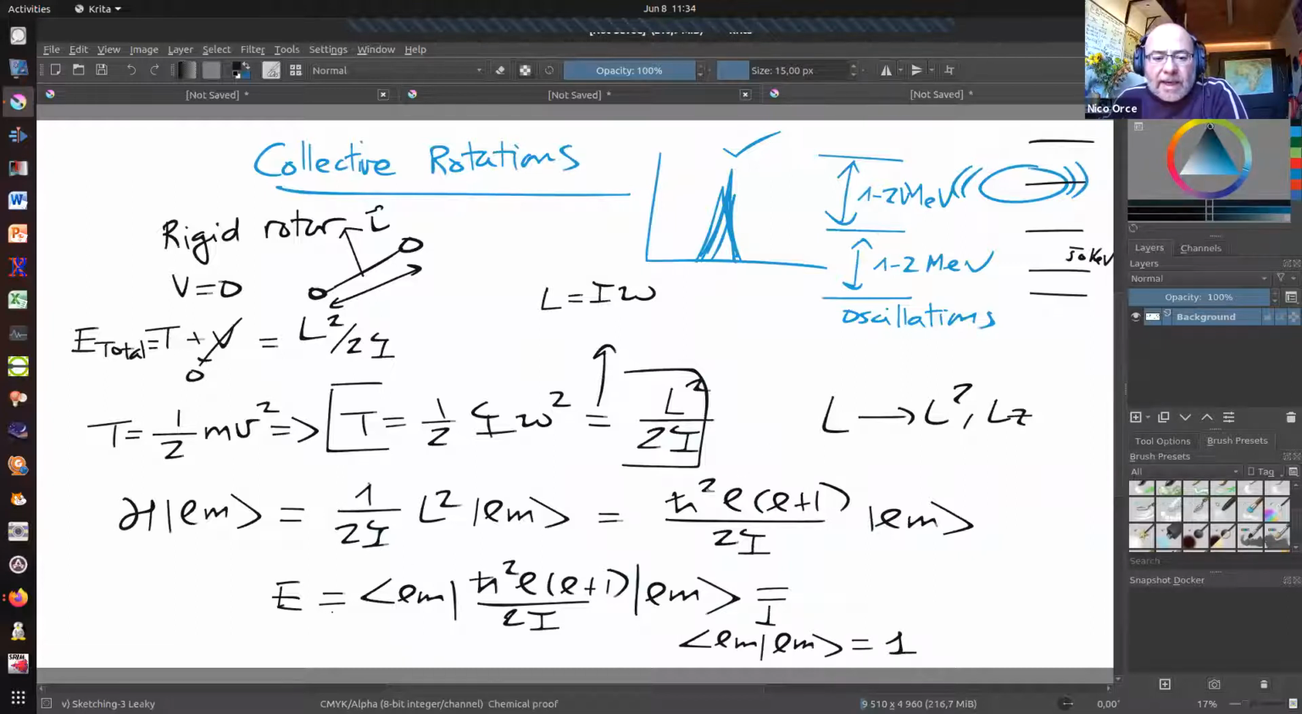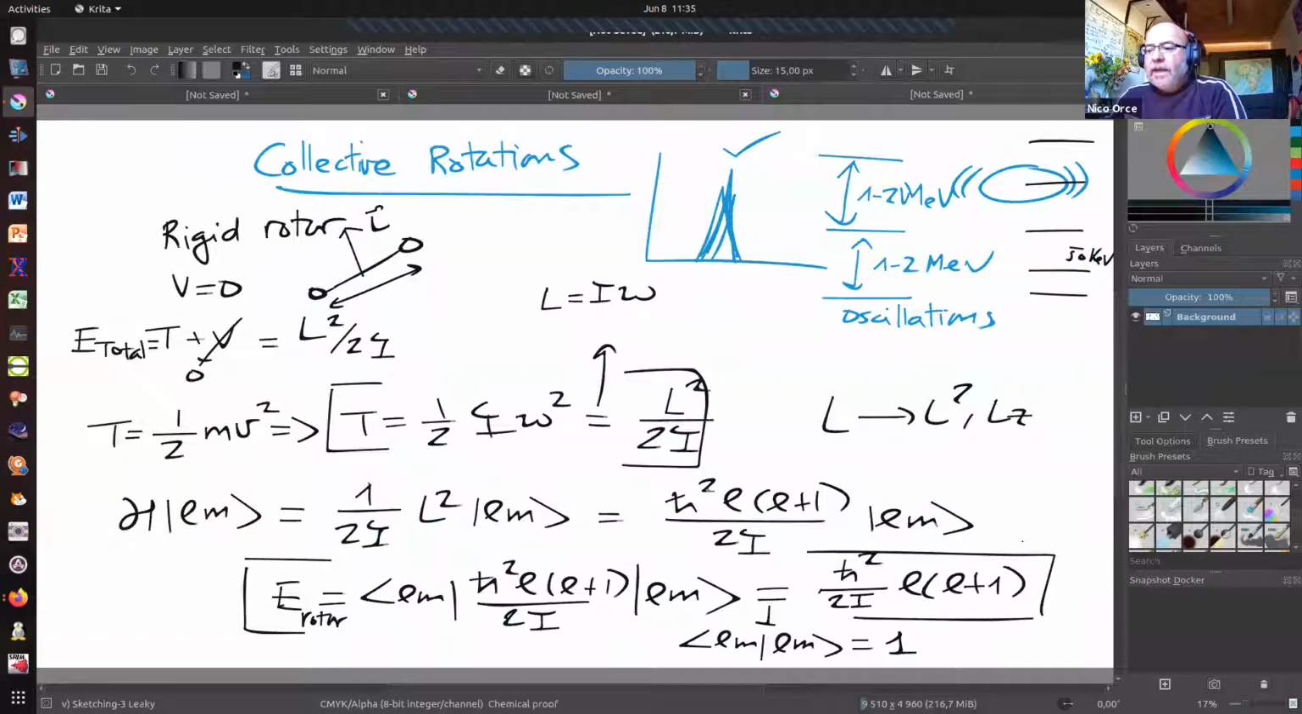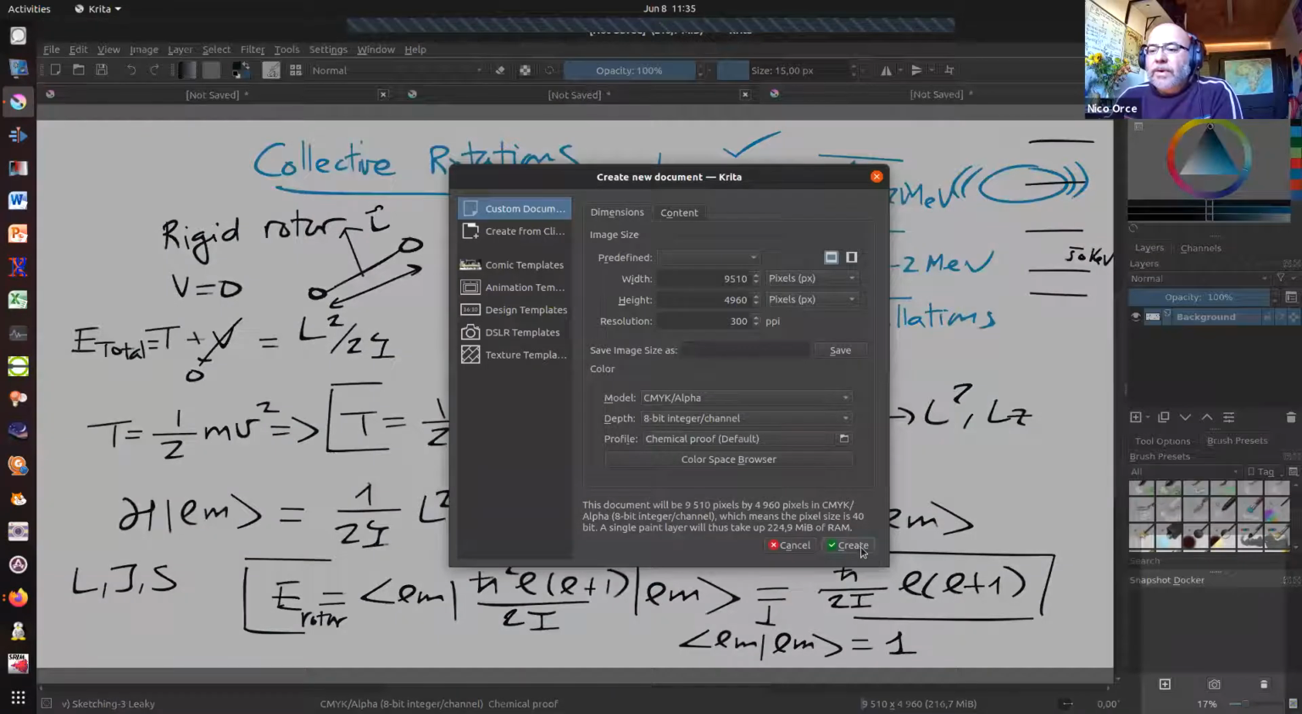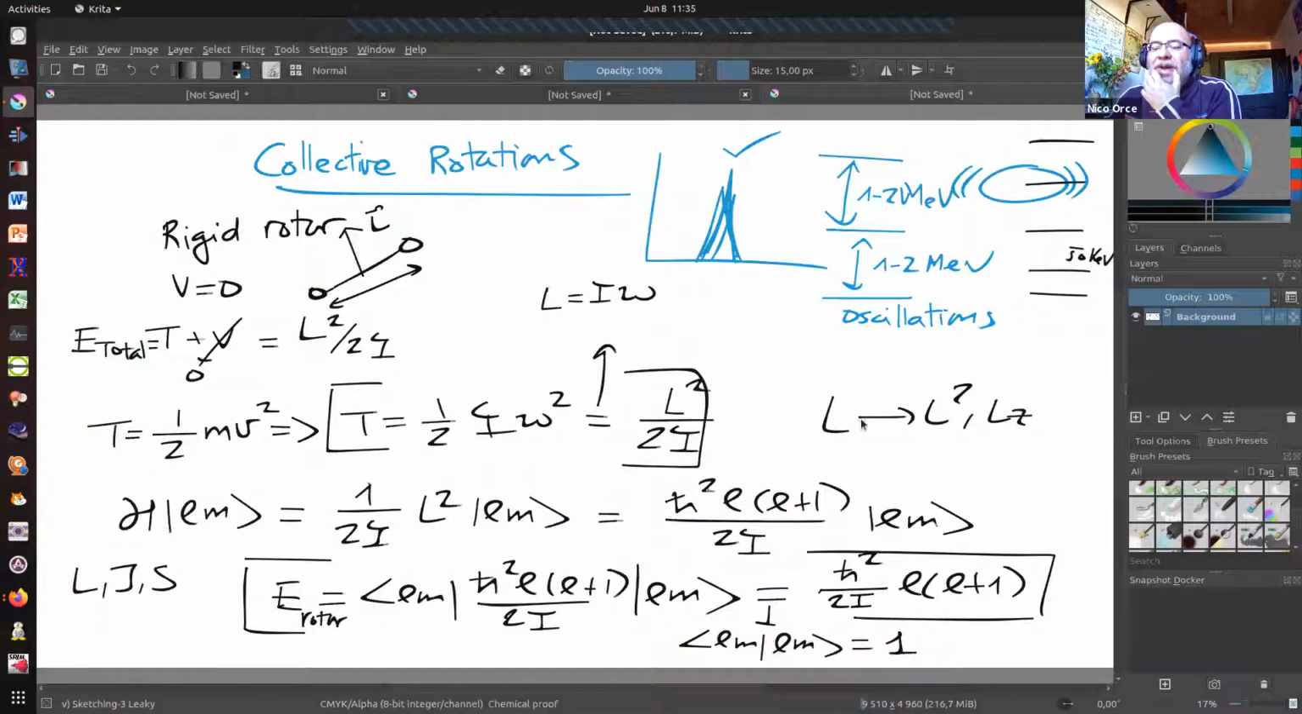So basically, we have the energy of the rotor, which is given as h bar squared over 2 times the moment of inertia, L(L plus 1). And as we know, the same rules apply for L, for J, for S. So this actually we should have said is J, the total angular momentum. And we're going to investigate the possibilities that arise from this calculation that we just did.